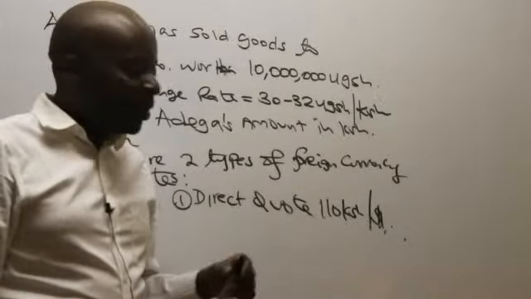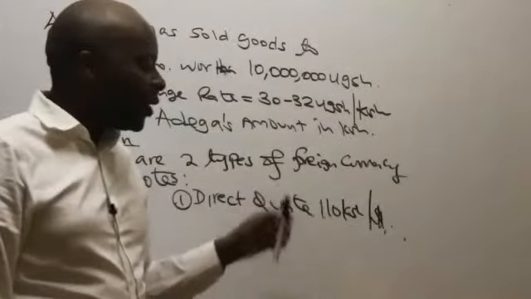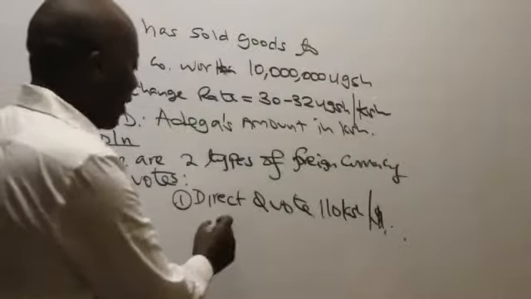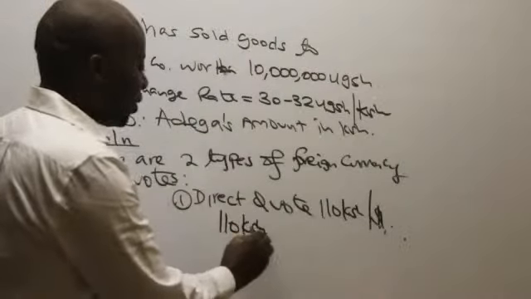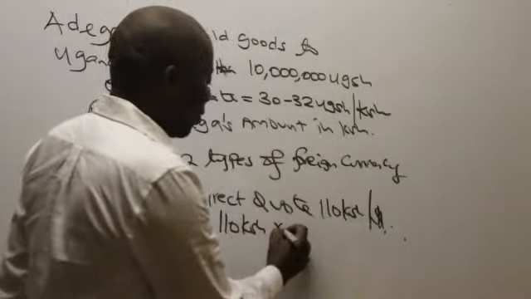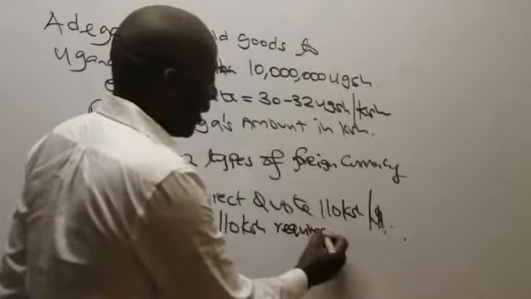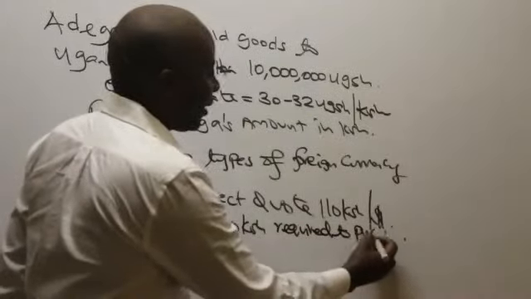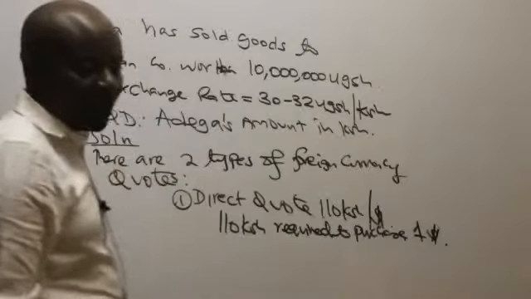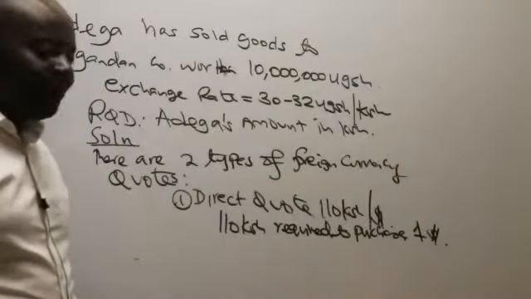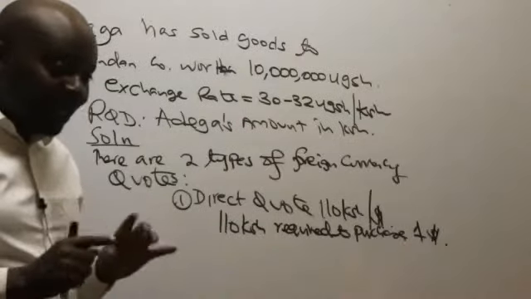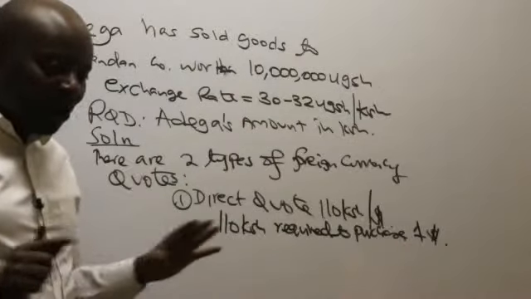For example, 110 Kenya shillings required to purchase $1. Yes, I love this. Now tell us there: direct means what here? Normal.